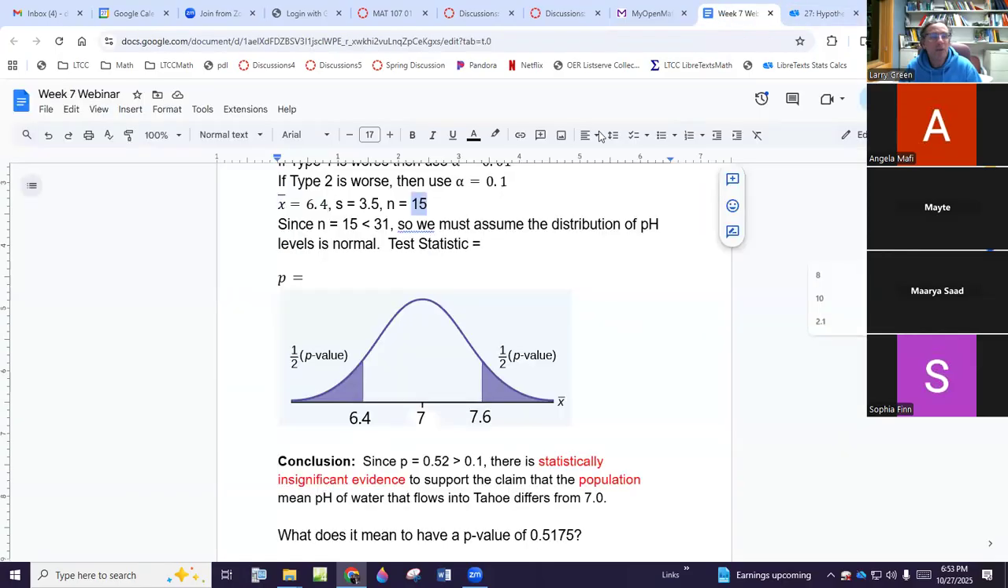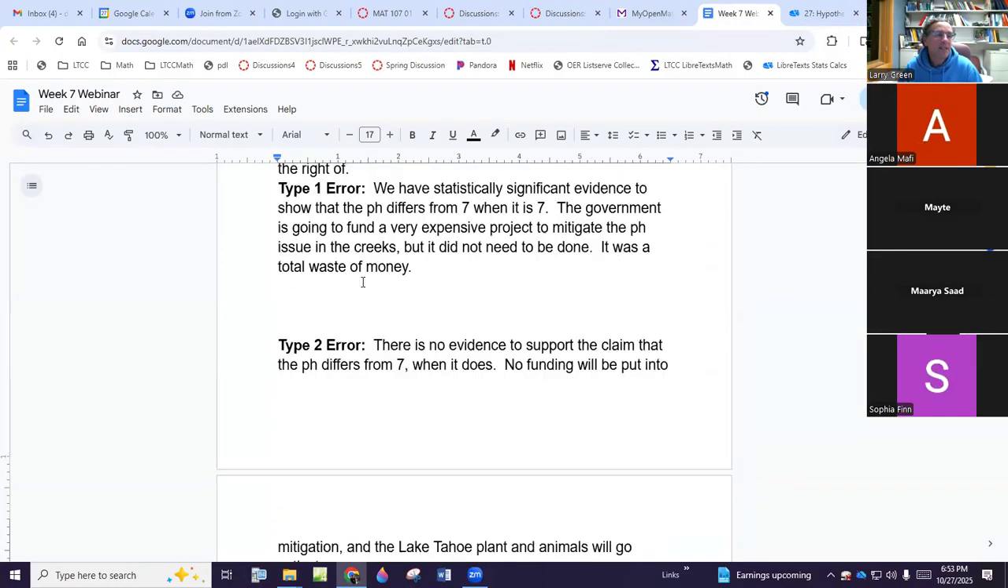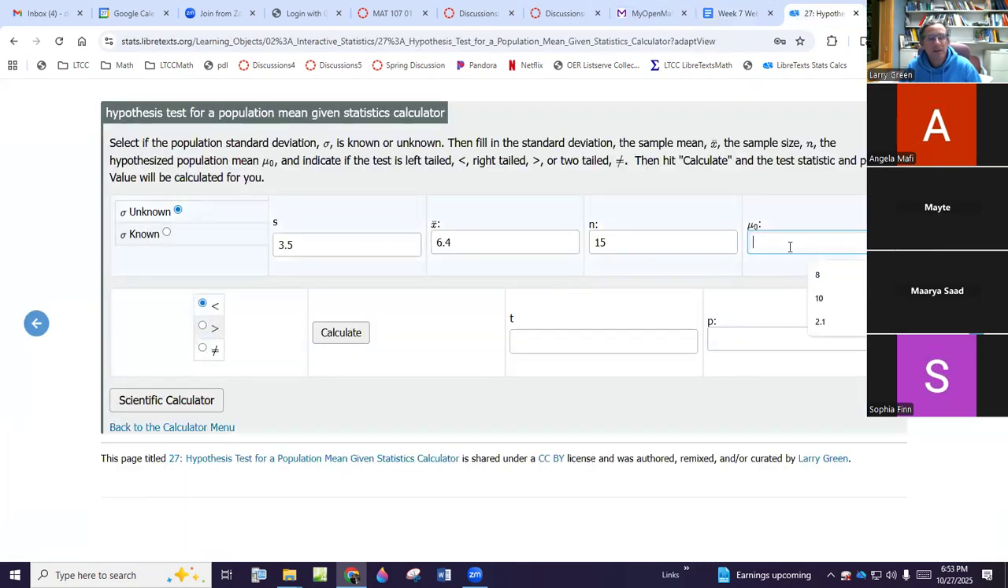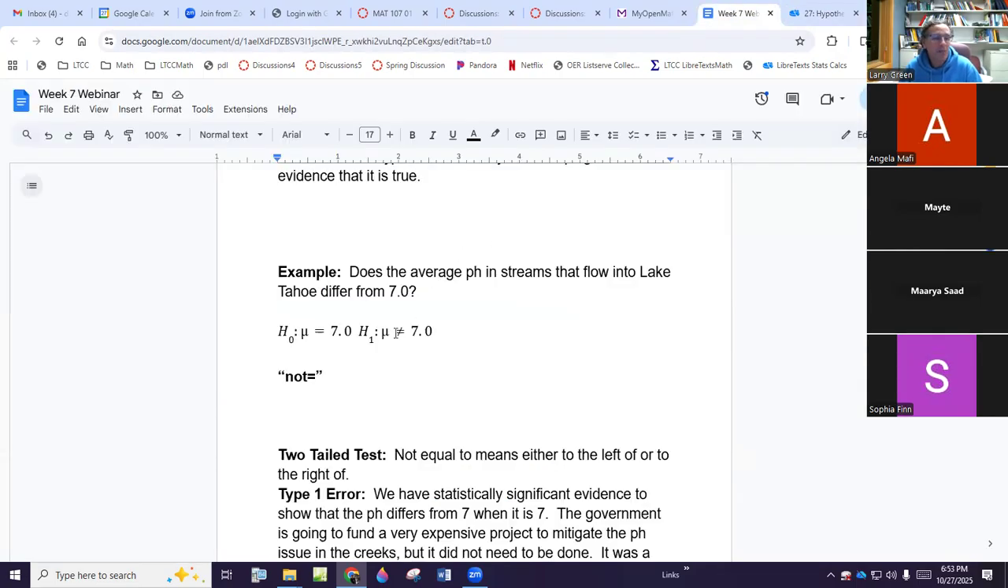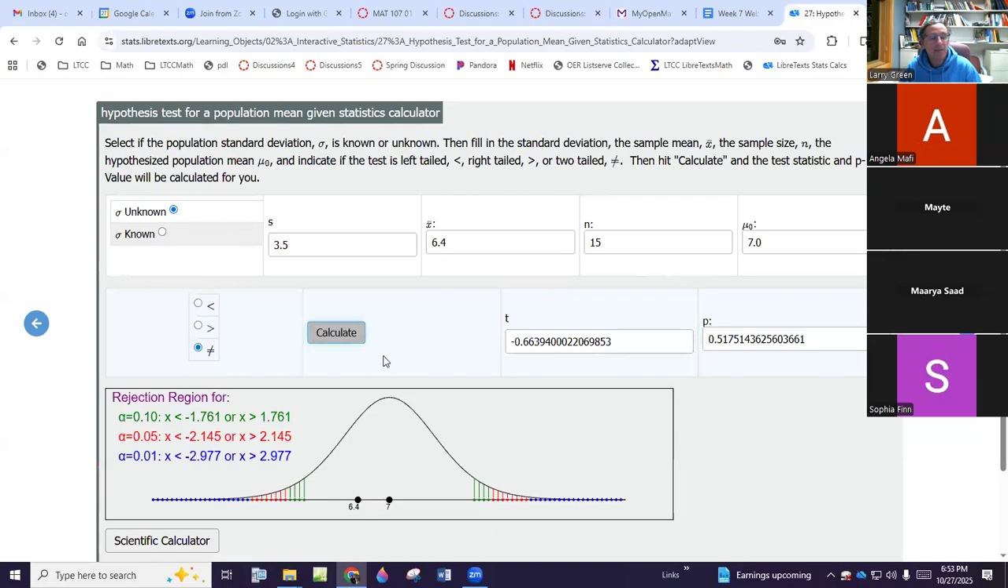Mu naught, remember that? Mu naught comes from the H naught. And the H naught was mu equals 7.0. So mu naught is 7.0. Any questions on this? Then we have to choose less than, greater than, or not equal to. Well, in our H1, we had a not equal to. So that should be not equal to. And you calculate.